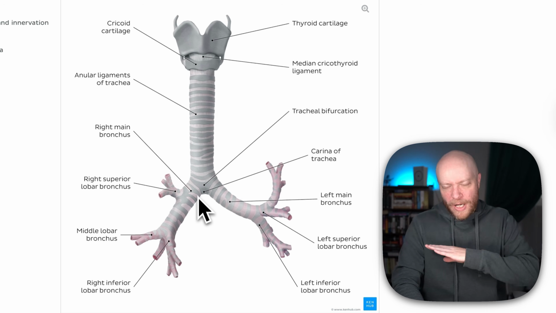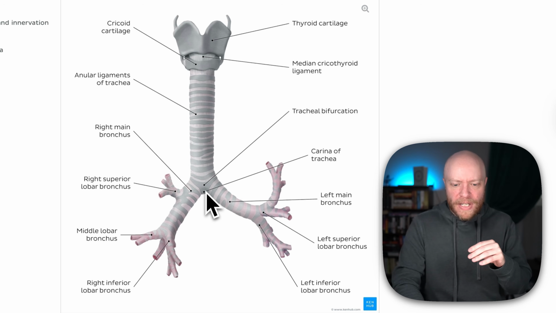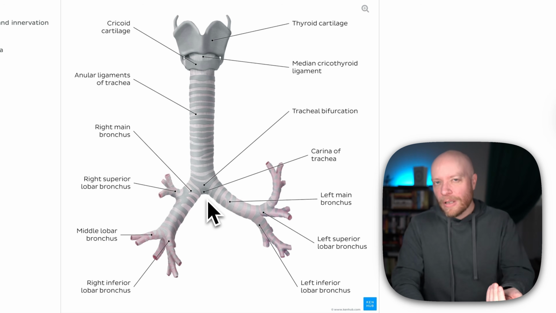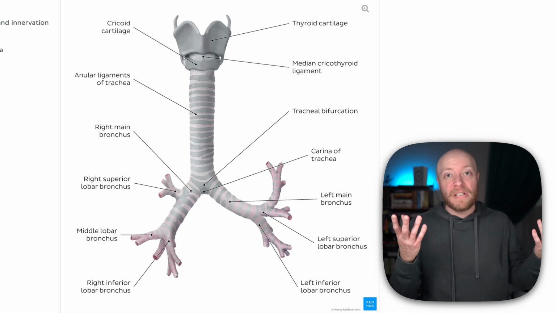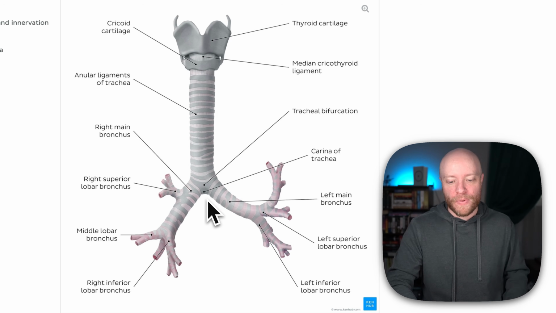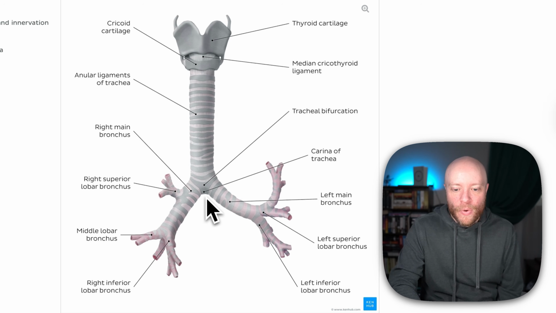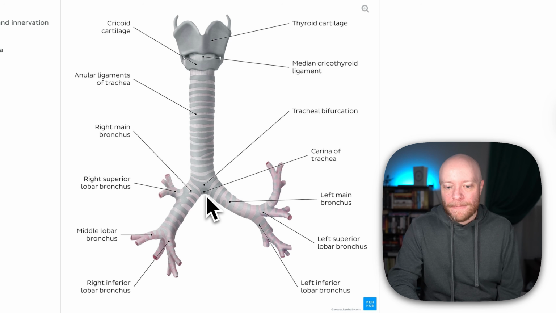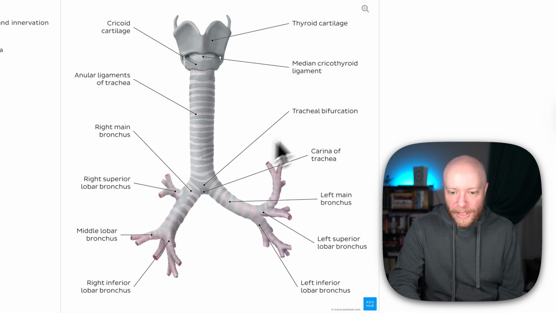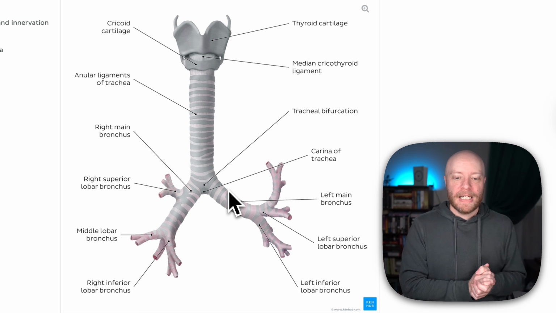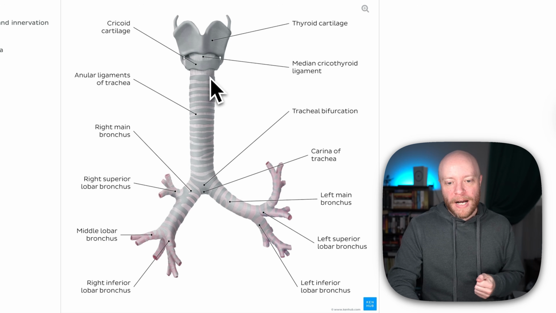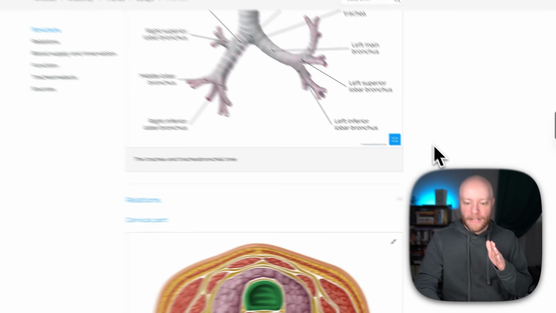We're not going to get into the exact mechanics of it. Just understand the carina is clinically relevant if you're trying to discern coughing disorders or chronic coughing or all sorts of those types of things. But that is just going to be the most inferior aspect of this tracheal bifurcation, where it's splitting into the different bronchi.